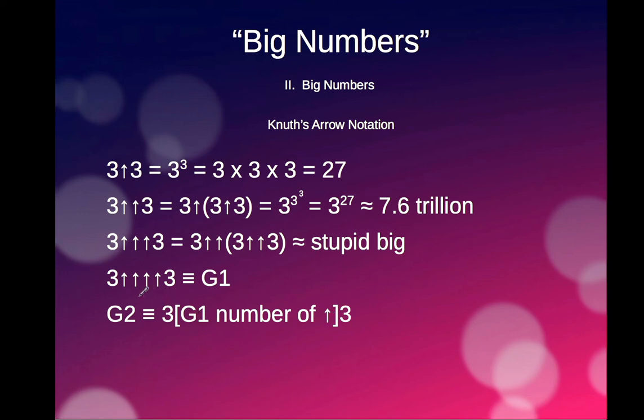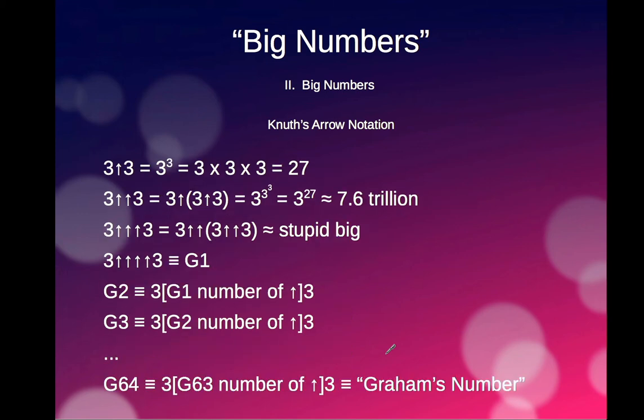So I just want to emphasize that really quickly. Here we have 3 quadruple arrows, 3. Here we have 3 G1 number of arrows, 3. That's not the number of digits in the number. That's not the height of the power tower. That's just the number of arrows between the base here and the power here. So this gets pretty crazy. And then we can proceed. G3 is defined to be 3, G2 the number of arrows, 3. And we do this for a while, and eventually, as time passes, we get to G64.